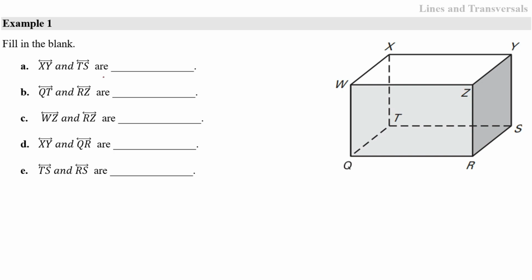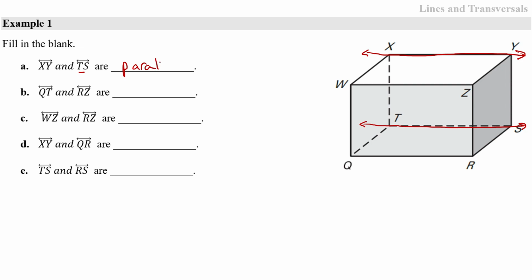For example, one is just fill in the blank, and so we're going to put one of those three words that we learned. Are they going to be skew, are they going to be perpendicular, or are they going to be parallel? Okay. So if you look at A, line XY, I'm going to draw it for you here, but it's going to be this line on top, that line, and line TS, which is this line on the bottom here. What kind of lines are they? Well, those are parallel. Okay.